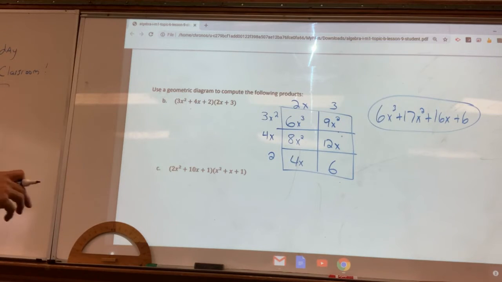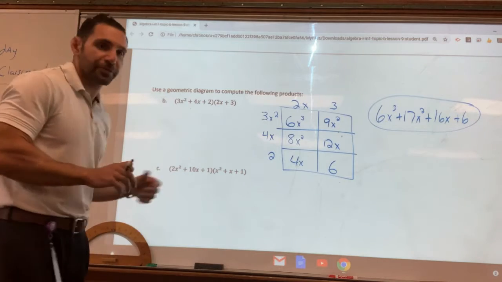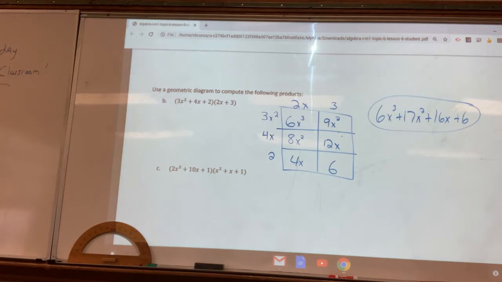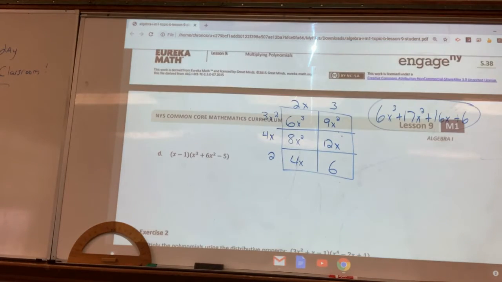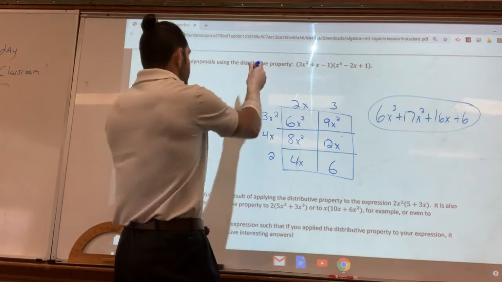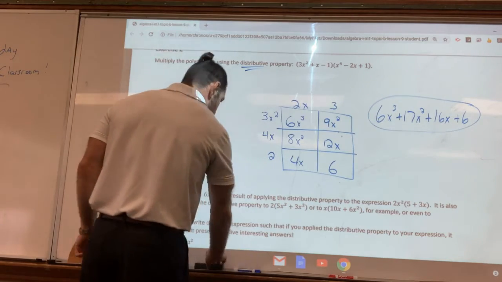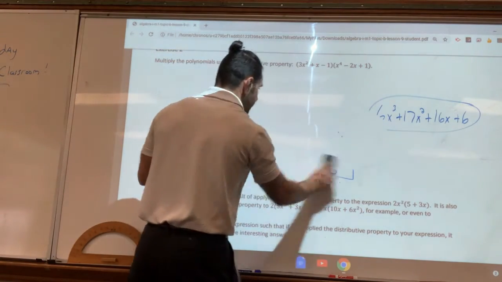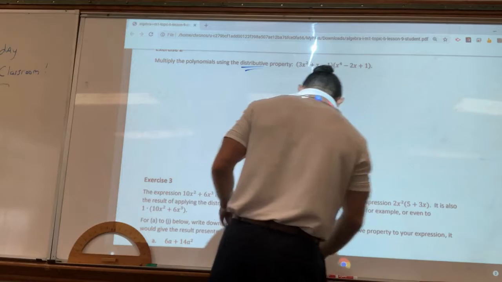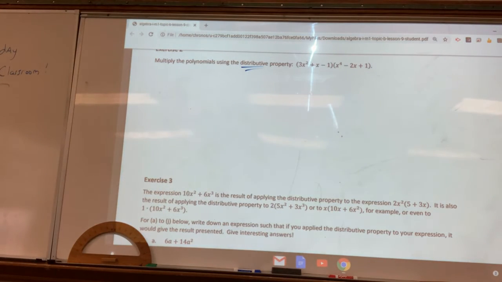Okay? Now, do I always want you to use this geometric design to do it? No. Am I going to do it for this one? No. Because this lesson is all about this. We want the distributive property. That's what we want to use. So, I'm going to show you the way that I personally would do it. Not saying this is the only way. This is the way that I like to do it.